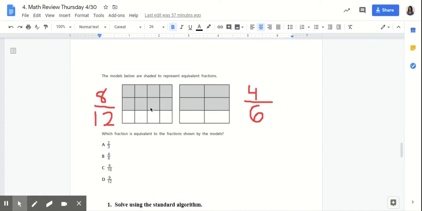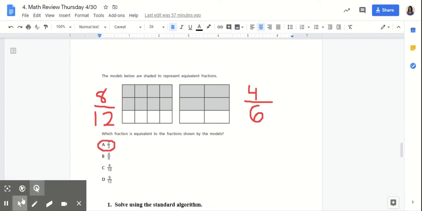Okay, so if we're looking at these denominators right now, we know that they kind of have some numbers in common. Exactly. So we know that there's a 3 that is a common factor in these denominators. We know that there's a 2 and we know that there's a 6. So let's look at our answer choices to figure out which one would match. Exactly. The answer that would match would be A.